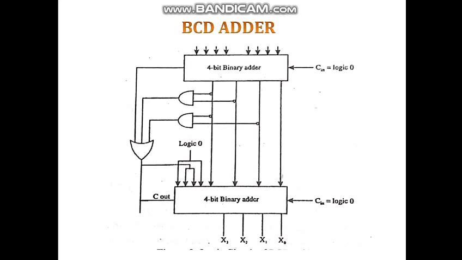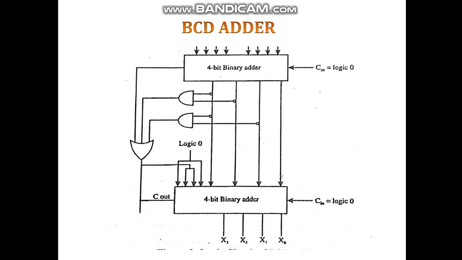To verify or cross-check that your output is not greater than 9, for the verification purpose it will use this AND gate as well as OR gate. Now the maximum output of the 4-bit parallel binary adder will be 9 plus 9 plus 1 is equal to 19, that is 10011, so the binary adder output ranges from 00000 up to 10011.